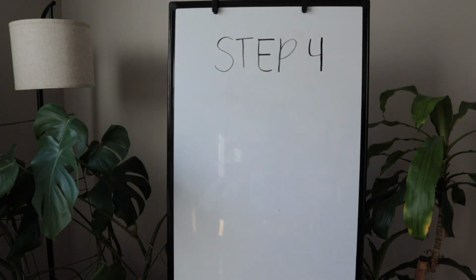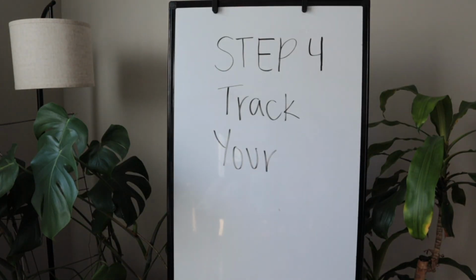Step number 4 is to track your spending. So at this point, you've already made your budget, but moving forward, you need to track your spending. And I would argue that this is more important than making the budget itself. You can sit down and make a budget every single month, follow the steps that we just went through, but if you don't know where your money is going, those budgets are pointless.